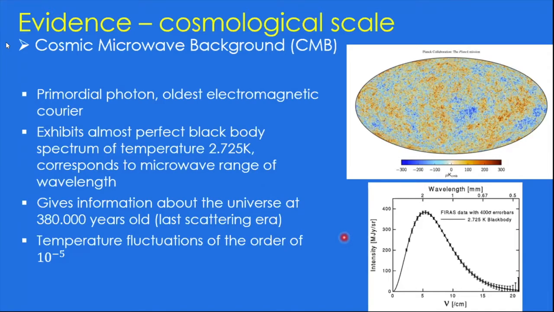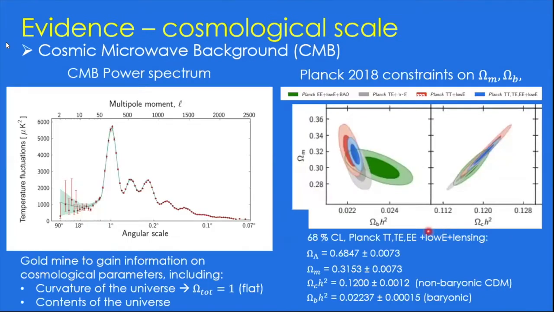CMB originates from the last scattering era when the universe was about 380,000 years old. And it exhibits temperature fluctuations on the order of 10 to the minus 5. From statistical analysis of the fluctuations, we can construct a power spectrum, which basically shows temperature fluctuation on different angular scales. So here, for example, this is the data, and the blue line is the best fit with the lambda CDM model.